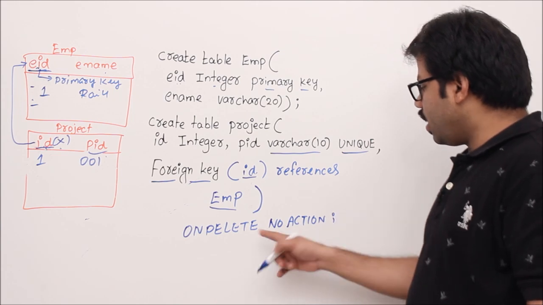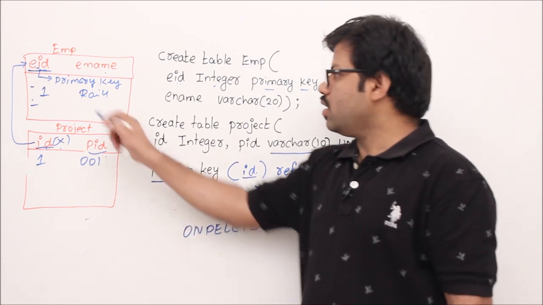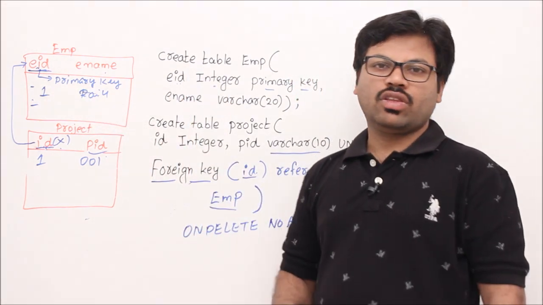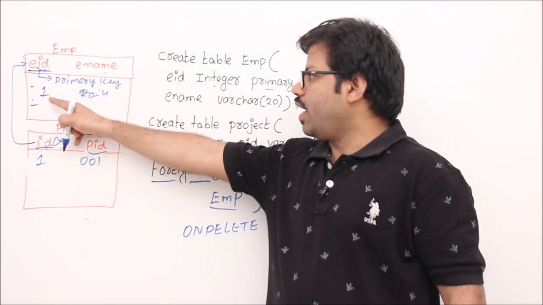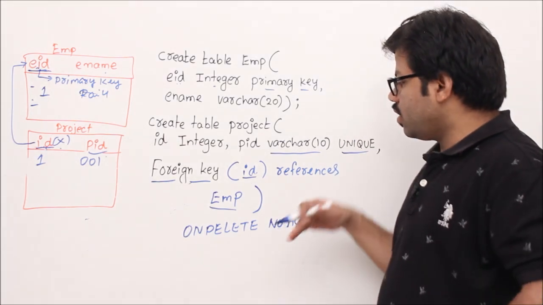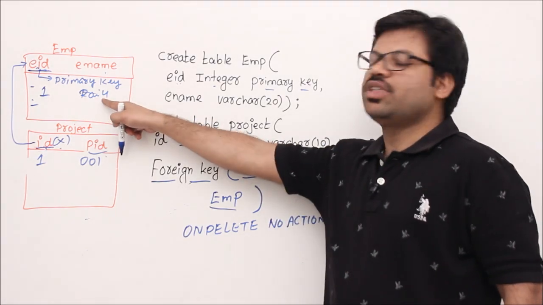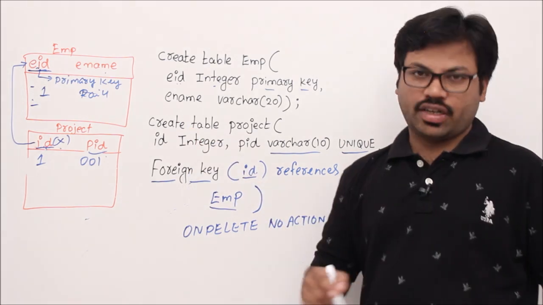So if I say on delete no action, then what happens? Your DBMS will not take any action. That means it won't delete. So if you write a query, delete from employee where employee ID equals 1, simply your DBMS says that, my dear user, you don't have permission to delete this value because in table number 2, there is an on delete no action.